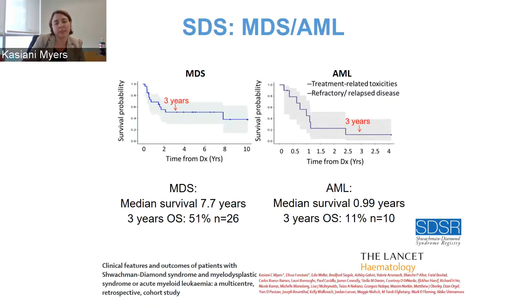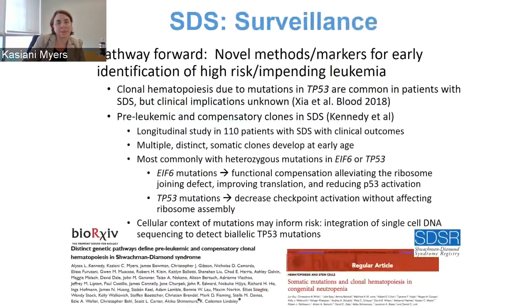Importantly, the study was able to demonstrate a survival advantage for patients undergoing active marrow surveillance compared to those not undergoing surveillance. Next slide. So this highlights the importance of identifying novel methods and markers for early identification of high-risk patients or impending leukemia in Shwachman-Diamond syndrome. Several years ago, Dan Link, in collaboration with the registry and many others, was able to demonstrate clonal hematopoiesis due to mutations in TP53 in a cohort of patients with Shwachman-Diamond syndrome. But this was really a snapshot in time, and the clinical implications of having those mutations were not clear.